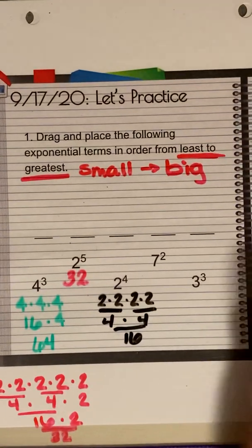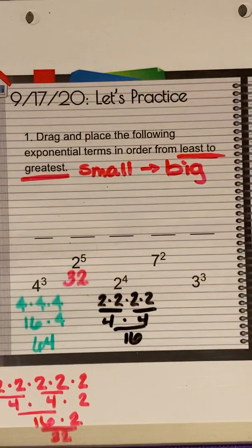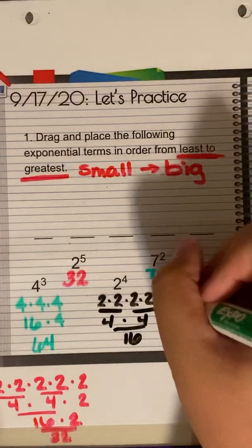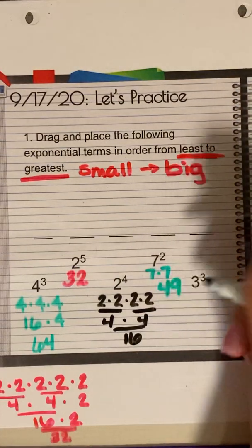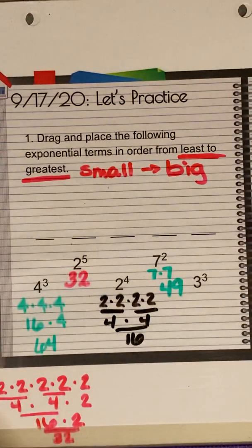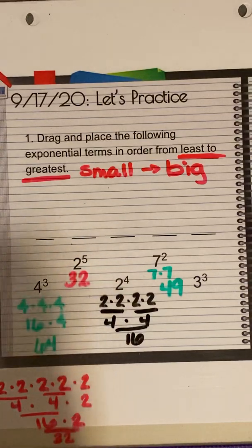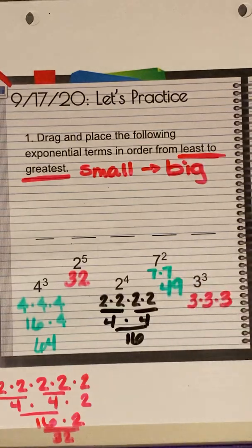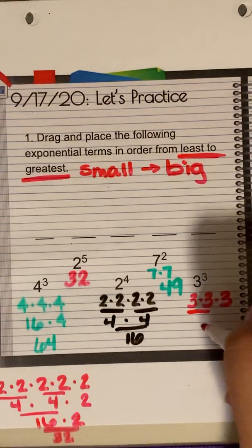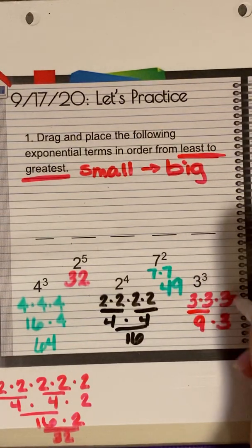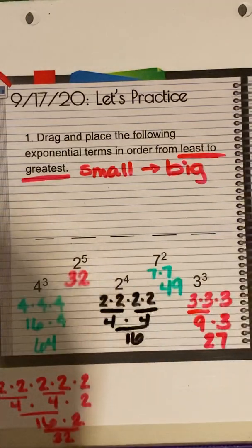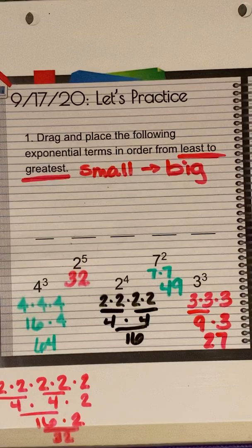Let's take a look at 7 squared. What is 7 times 7? Not 7 times 2, remember. 7 times 7 is 49. 3 to the 3rd power is going to be 3 times 3 times 3. What is 3 times 3? That is 9. Times 3, we didn't use that yet. What is 9 times 3? 27.